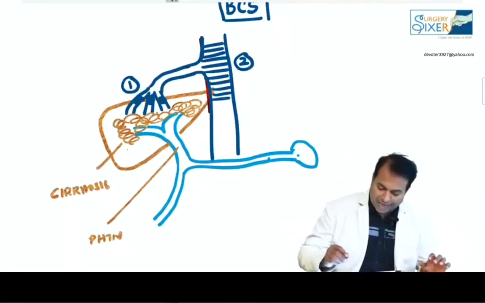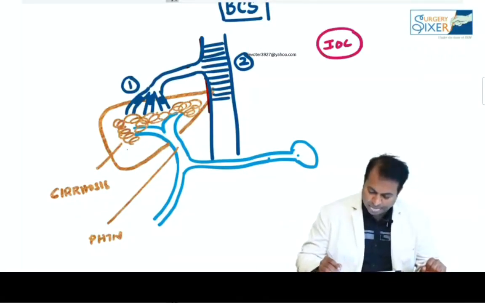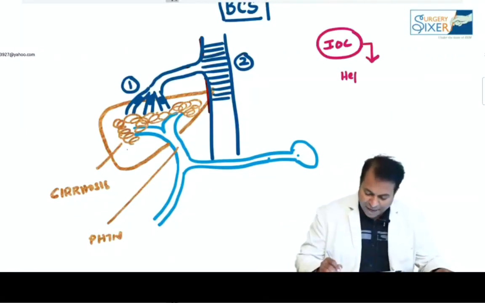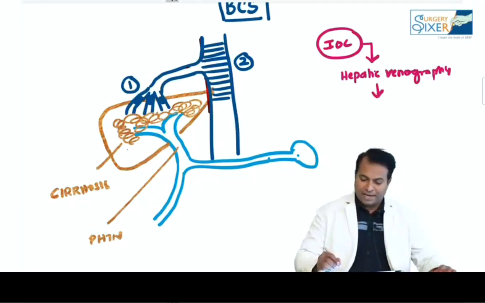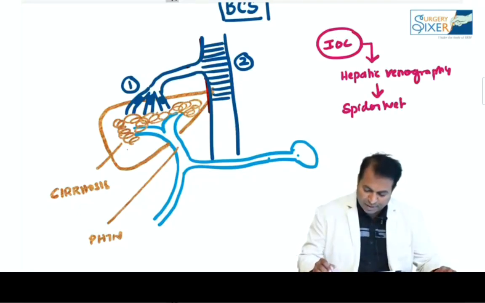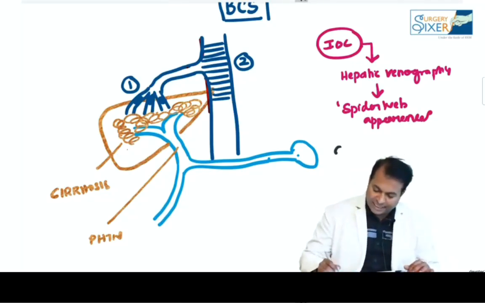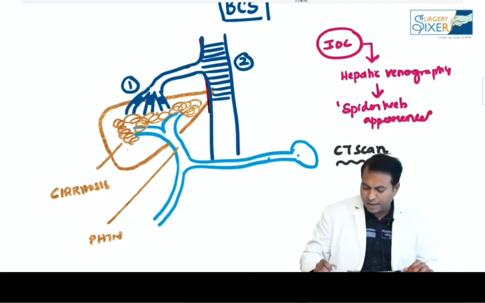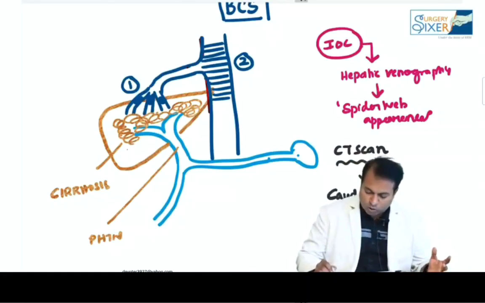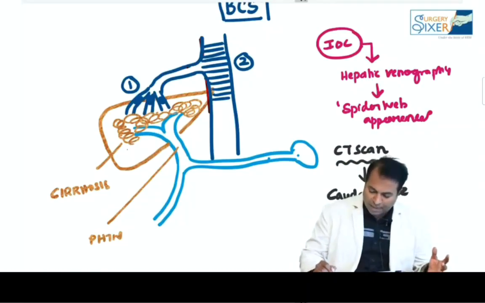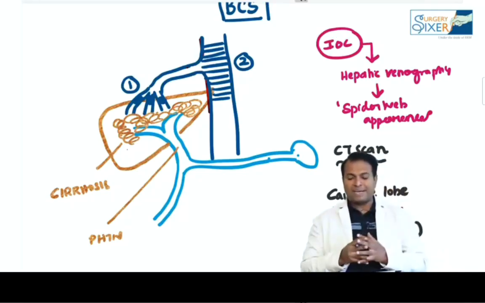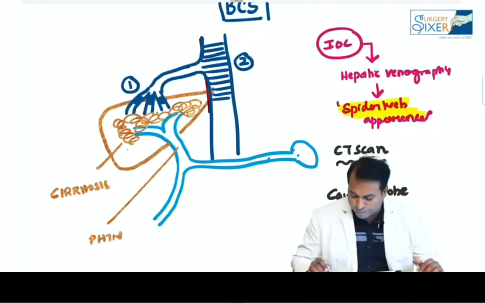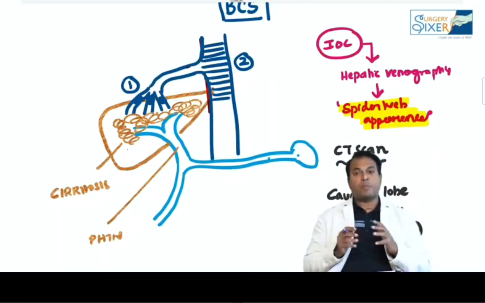So how to diagnose this Budd-Chiari syndrome? The investigation of choice, the gold standard investigation, is hepatic venography. When you do hepatic venography, you will find an appearance known as spider web appearance. I will show you this image. When you take a CT scan for these patients, it will show an enlarged caudate lobe. I told you already, the caudate lobe has a direct drainage. So there will be caudate lobe hypertrophy, and it looks like a hot spot on CT scan. So please don't forget, hepatic venography will show you the spider web appearance, and CT scan will show you a hot spot on caudate lobe hypertrophy.